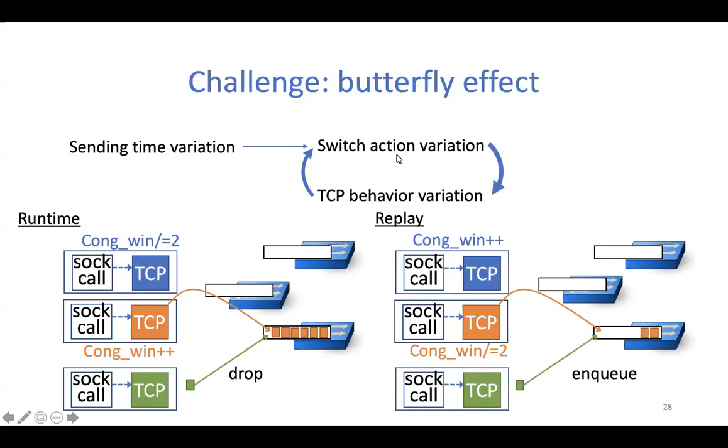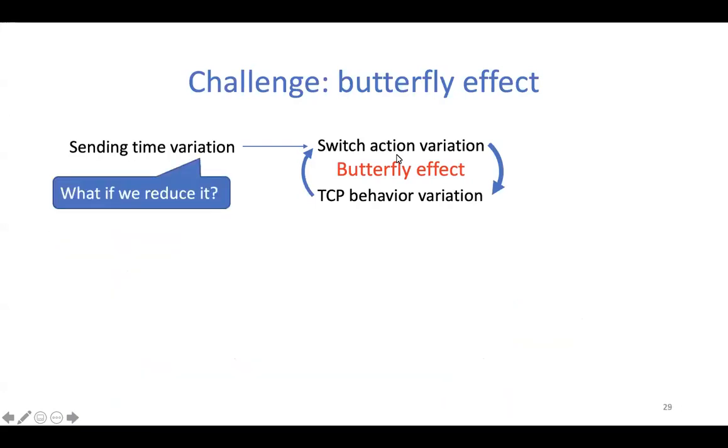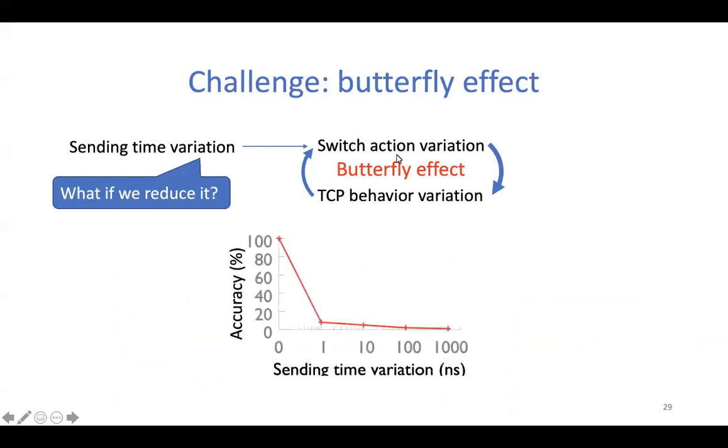And in a similar way, it will propagate to more and more flows across the whole network in just a few runs. We call this a butterfly effect because it starts from a very small timing variation, but it can affect the whole network's behavior. A natural question to ask is, what if we can reduce the sending time variation? Can we do better? But we have shown by experiment that even 1 nanosecond of variation can still cause the butterfly effect. This is because the closed loop between the switches and TCP is still there.